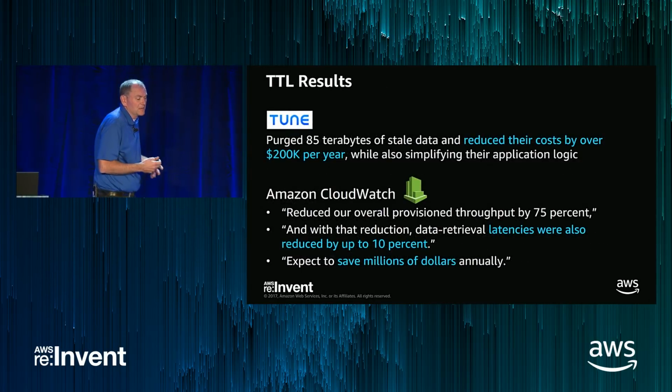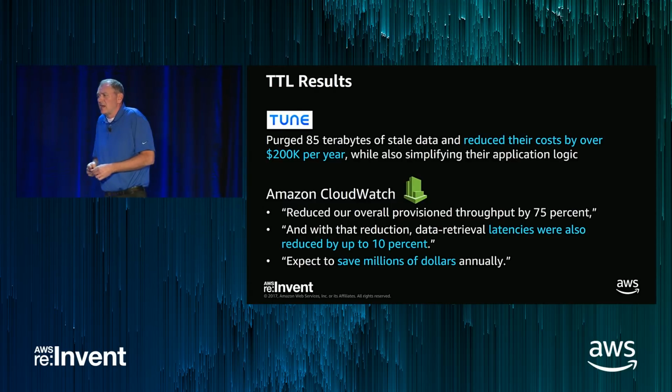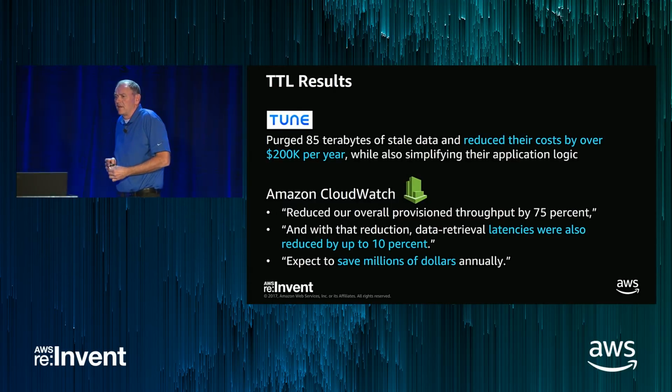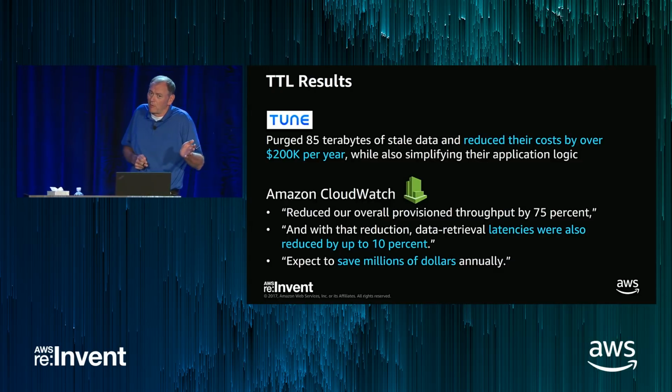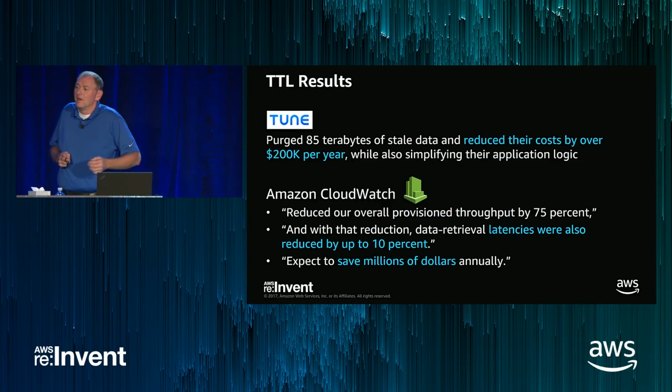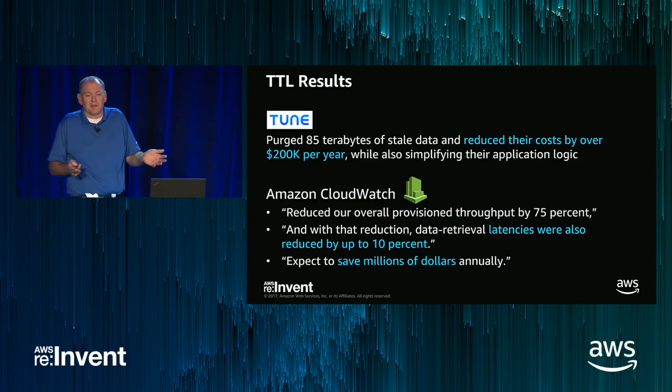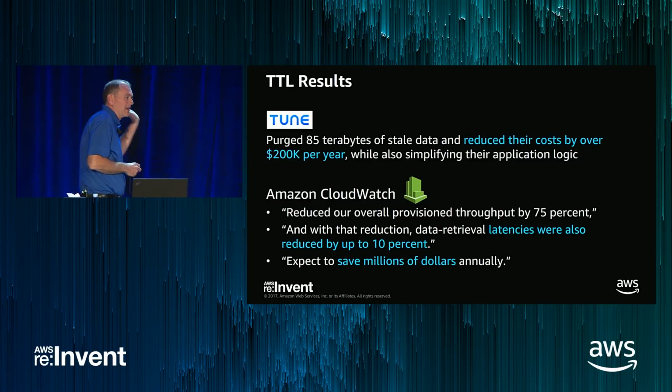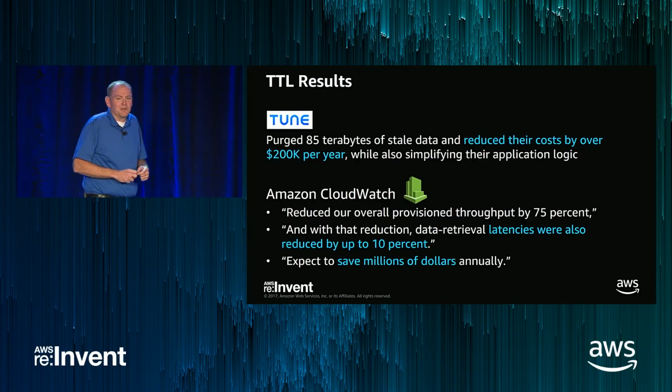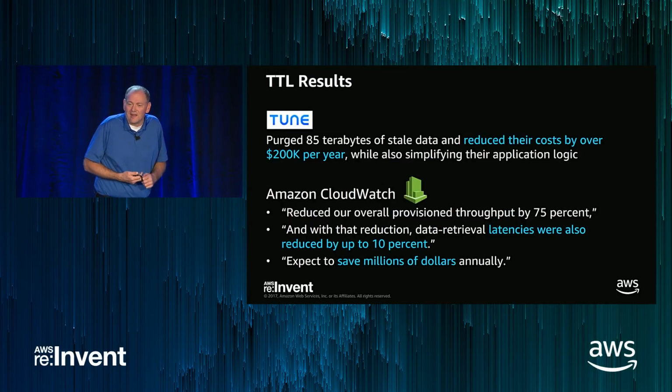We had Tune as one customer, who purged 85 terabytes of data just by enabling TTL. They ran a table scan and added that TTL attribute to all of their items, and they actually did that, I think, well before the feature was delivered. And then when the feature was actually enabled in the regions where they had those tables, it just picked up that TTL attribute and swept off those items. 85 terabytes saved $200,000 a year.